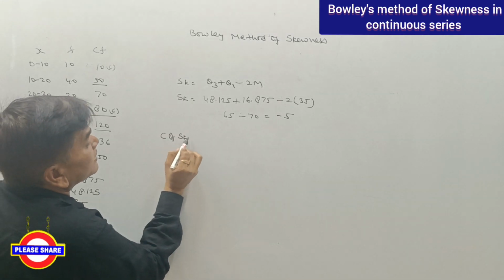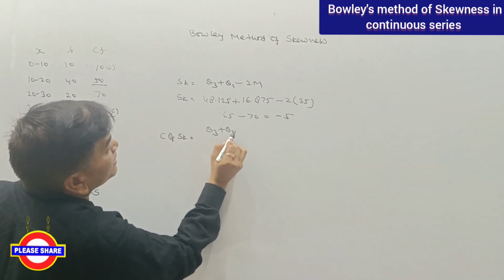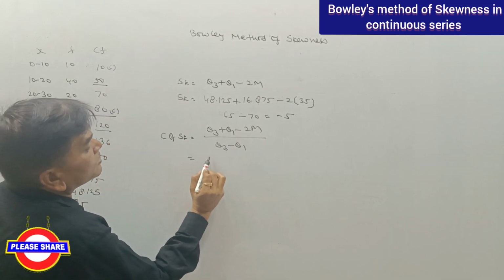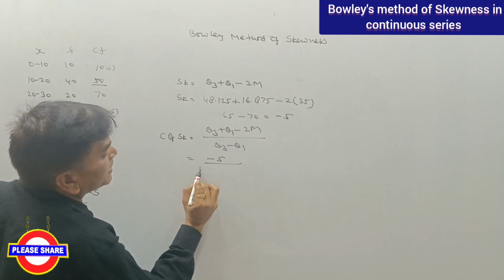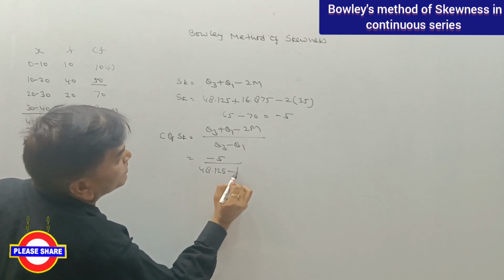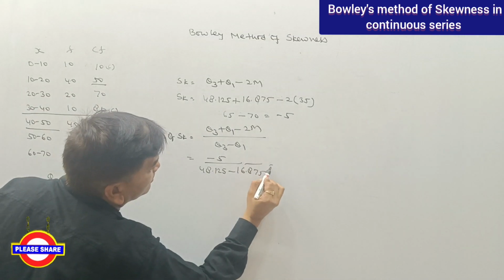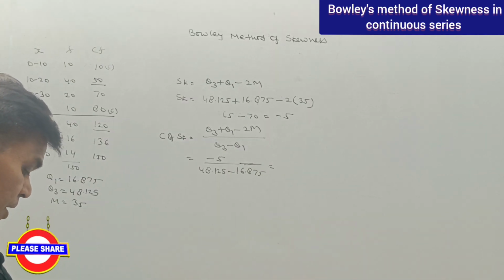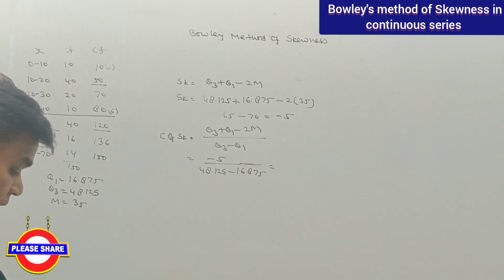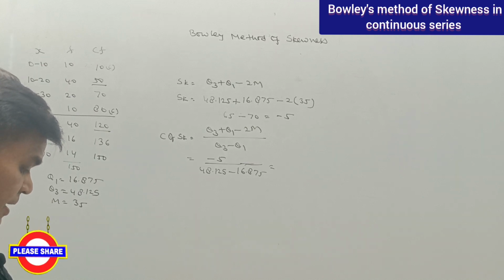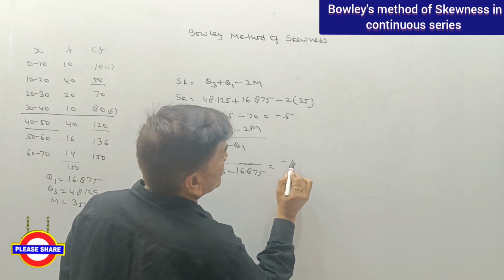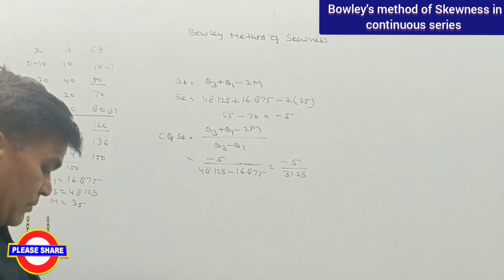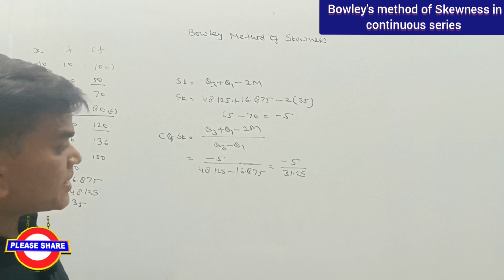Coefficient of skewness is Q3 plus Q1 minus 2M upon Q3 minus Q1. So we write here minus 5, which we have already calculated, upon 48.125 minus 16.875. So the result is 31.25. So minus 5 upon 31.25, that is minus 0.16.